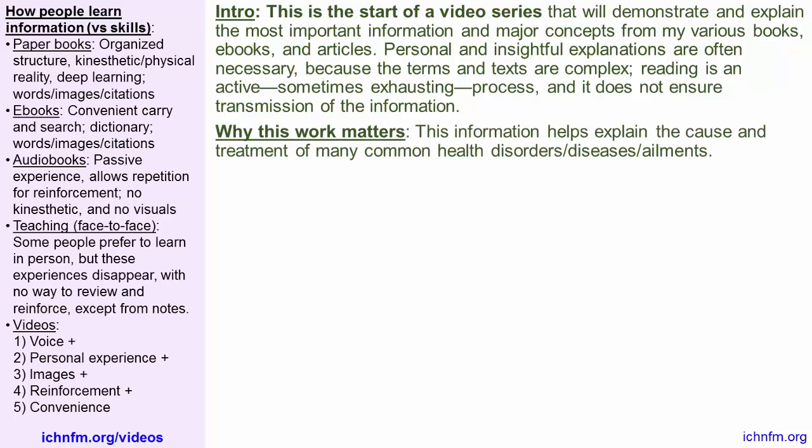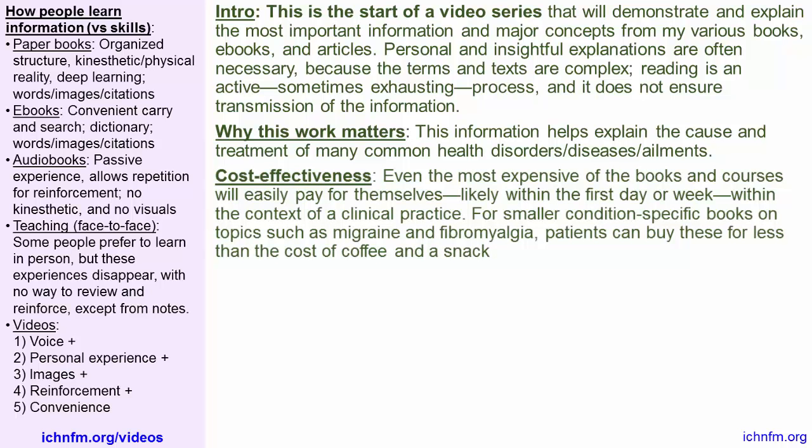The work that I'm going to review with you is actually very important because it helps to explain the cause and treatment of many common health disorders, diseases, and ailments. Regarding cost effectiveness, even the most expensive of the books and courses will easily pay for themselves, likely within the first day or week within the context of a clinical practice. For smaller condition-specific books on topics such as migraine and fibromyalgia, patients can buy these for a very low price, comparable to coffee and a snack, and certainly less expensive than a visit with a clinician.